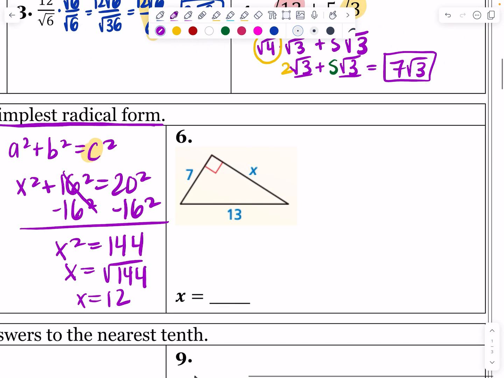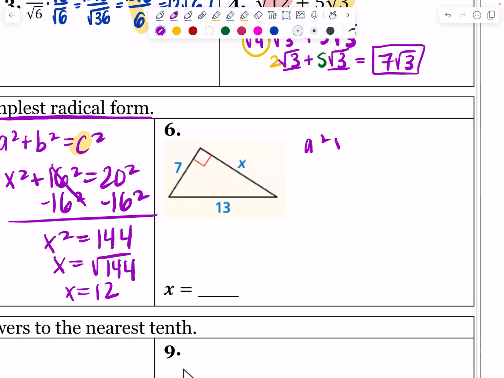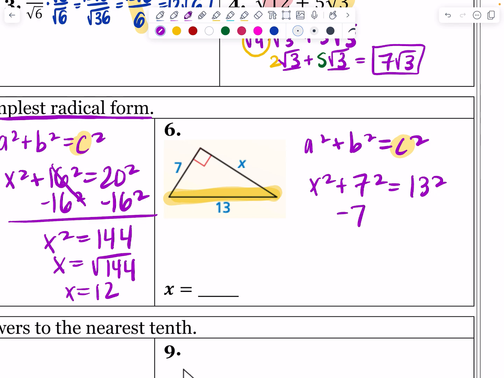So let's do the same thing for number 6. a squared plus b squared is equal to c squared. Where's my hypotenuse? It's across from that right angle, so that has to be the 13. So that is going to be x squared plus 7 squared is equal to 13 squared. So we're going to subtract 7 squared from both sides to get x squared by itself.